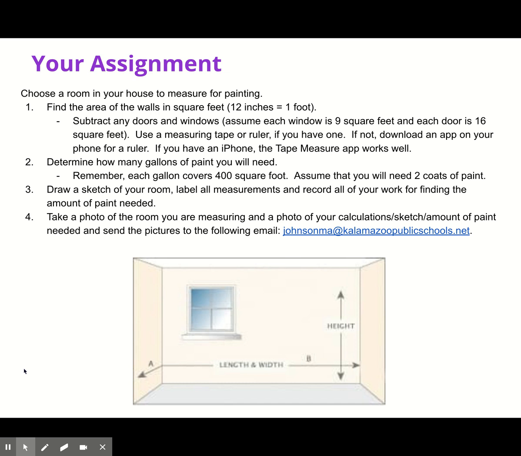Lastly, you're going to take a photo of the room you're measuring so we can see that, and then also a photo of all your calculations, sketches, and the amount of paint you found that you're going to need, and send those pictures to the following email: johnsonma@kalamazoopublicschools.net.